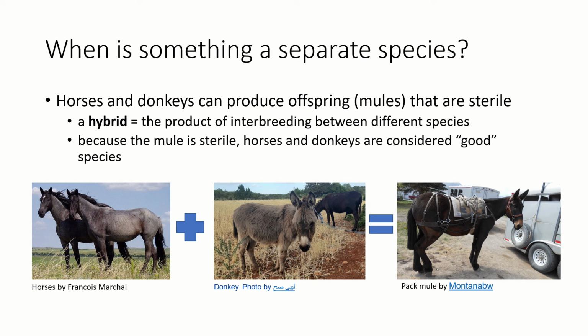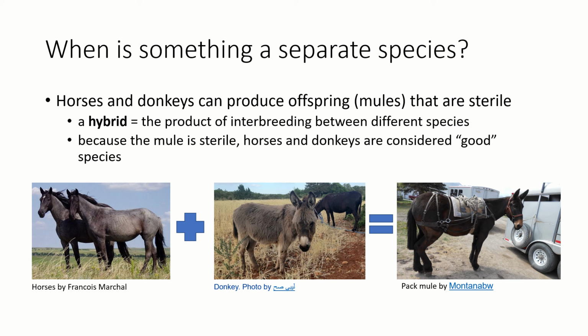So, for example, horses and donkeys are completely separate species. They've been separated for several million years because they can hybridize and produce offspring, but that offspring is infertile. If you take a female horse and a male donkey, you get a mule, which is an awesome animal. It's an incredible animal. They're very strong. They're very sure-footed because they can see all four feet at the same time.